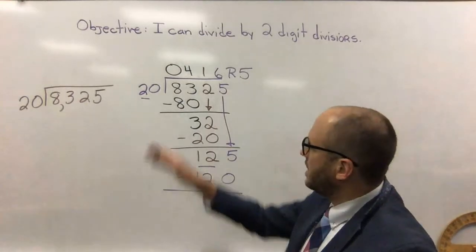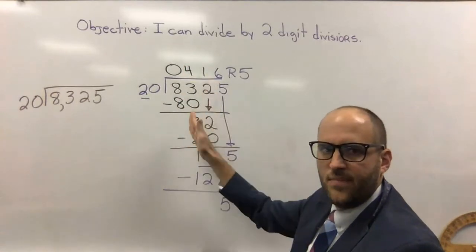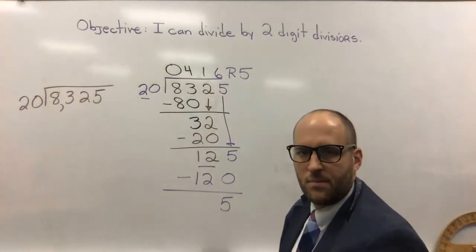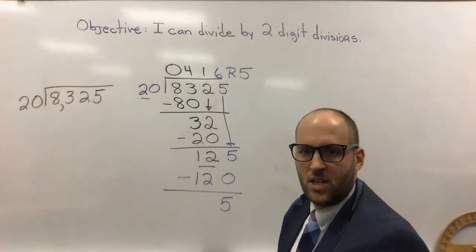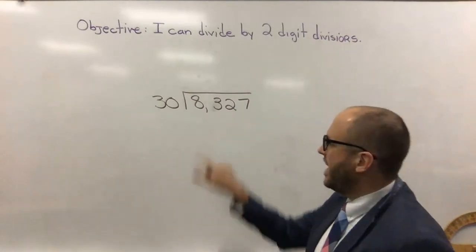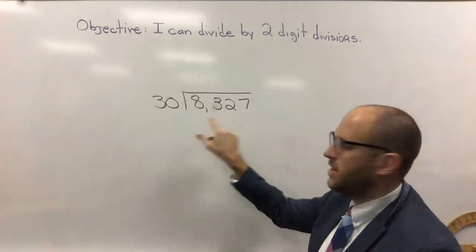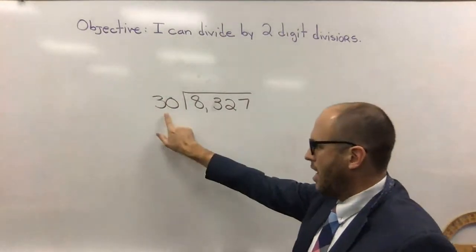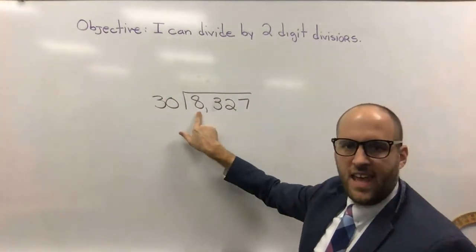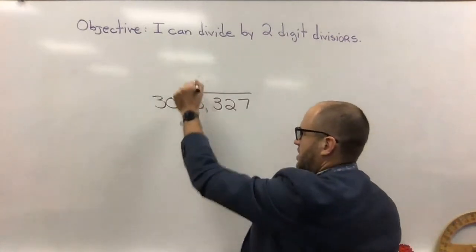As you notice, you just take one digit at a time and you keep going throughout the entire problem. Let's do a couple more examples just to make sure you're ready to go with this. So for this problem, we have 8,327 divided by 30. So let's take it step by step again. 30 can't go into 8 at all, so we have our 0 here.